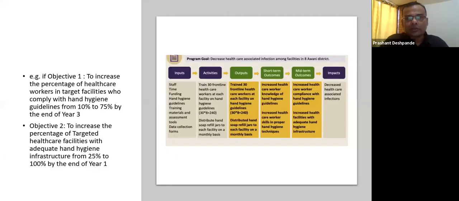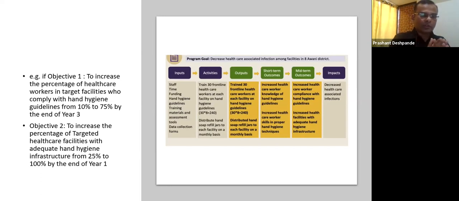Now again, I'm going back to this particular example, what we saw in the hand hygiene practices project. Our goal was to decrease healthcare associated infection among 8 facilities in Avni district. And what was the objective? There were two objectives. First objective was to increase the percentage of healthcare workers in target facilities who comply with the hand hygiene guidelines from 10% to 75% by the end of year 3.